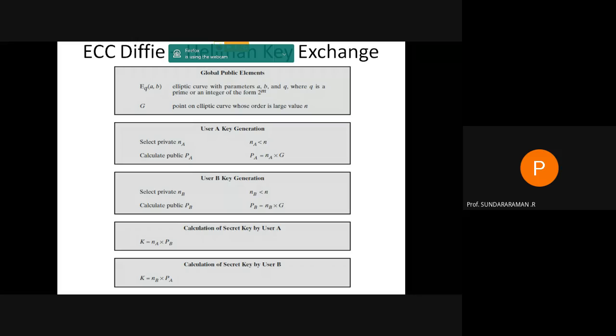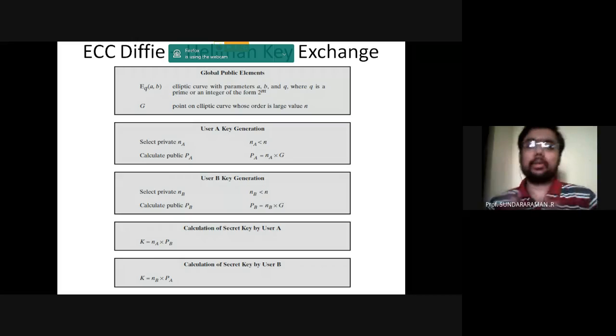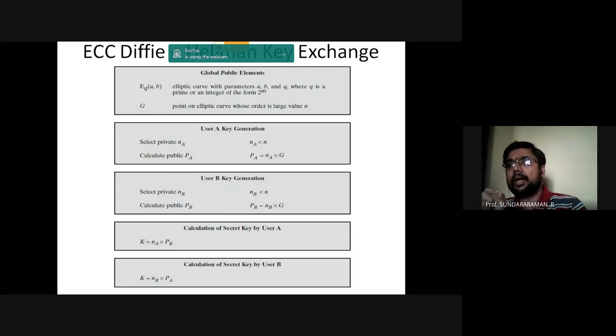Either in the prime field Zp or in the binary field 2 power m, any field can be chosen for this. And we have to share the point G, on which the scalar multiplication process is going to be carried out. So the G will be shared. So these two elements are global public elements: the elliptic curve, and the point on which the operations are going to be performed.